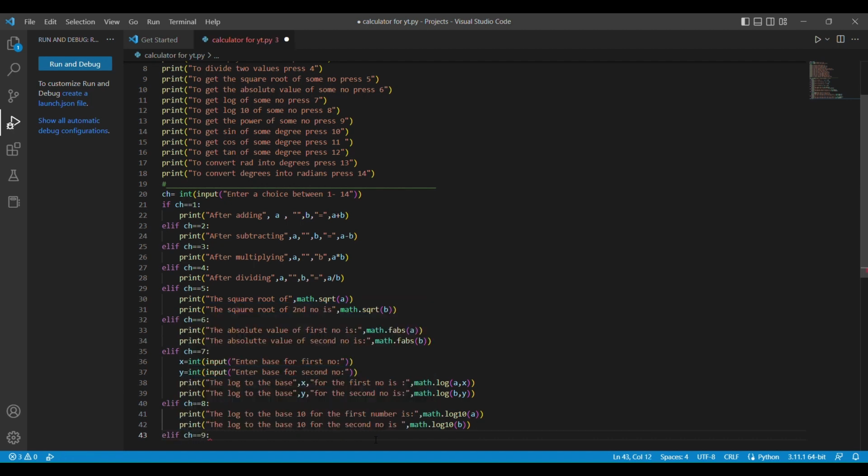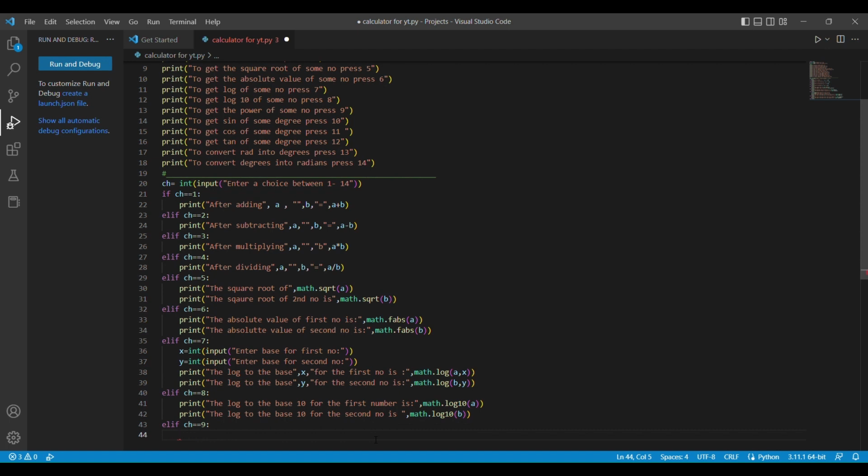There are many other methods from which we can create this calculator, but they are somewhat complex for beginners, so I am trying to do it at the beginning level, and in the second part we will try to do it with the def method also. Now for the ninth we have the power. So for the power we will need a base and its exponent.